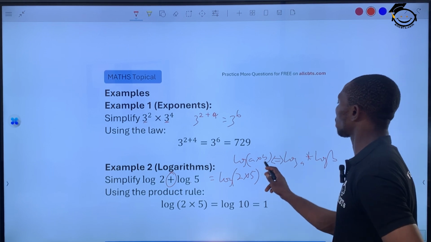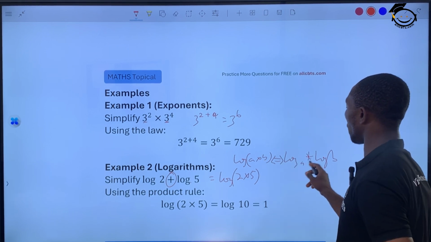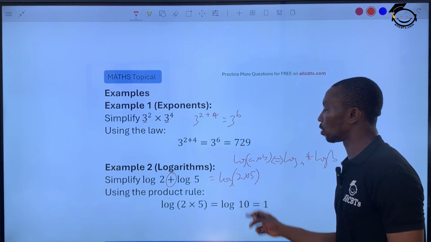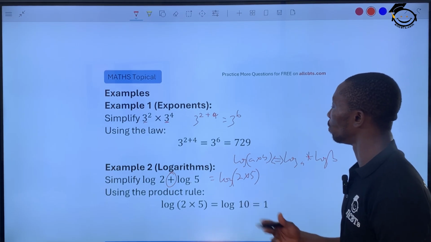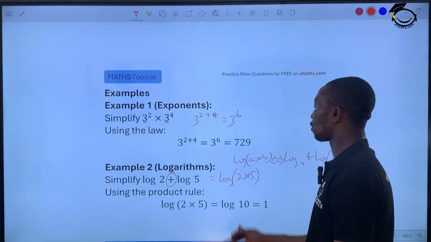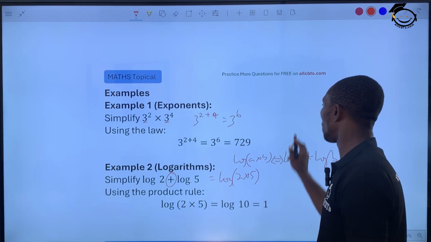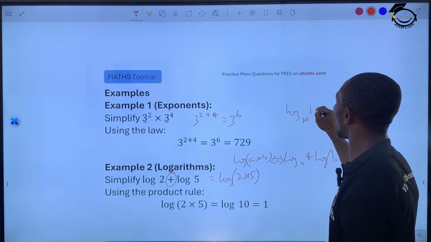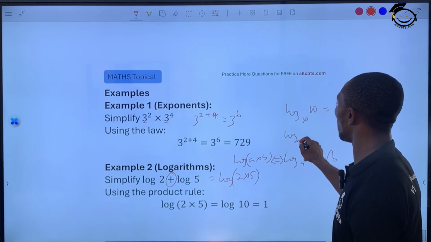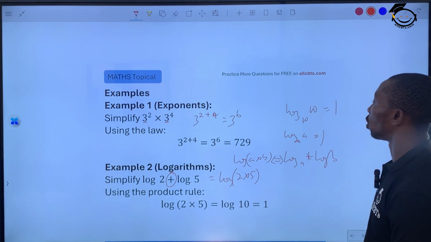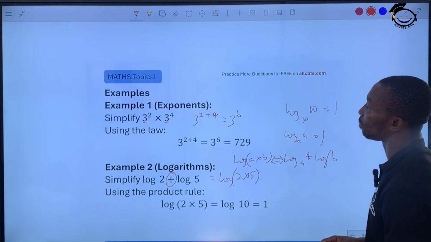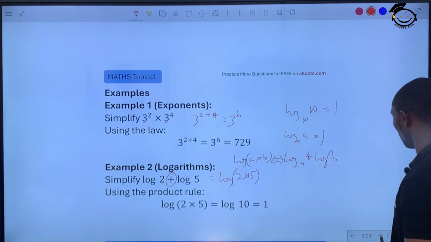So if we have log of a times b, it gives us log a plus log b, and when we have log a plus log b, we can reverse it to be log of a times b. So in this case, this becomes log of 2 times 5, which gives us log 10. And remember, log 10 base 10 equals 1. Remember the log rule that log a base a equals 1: log of the same base gives you 1.